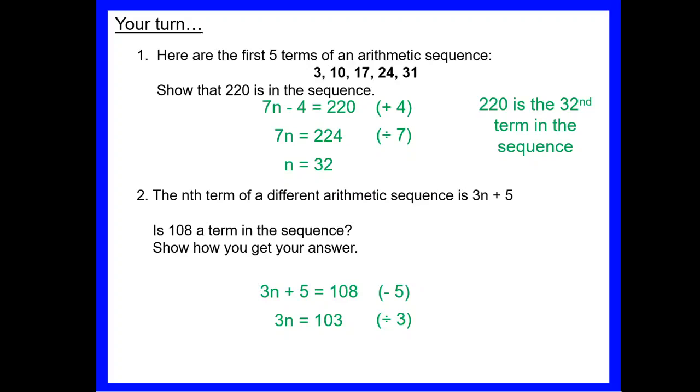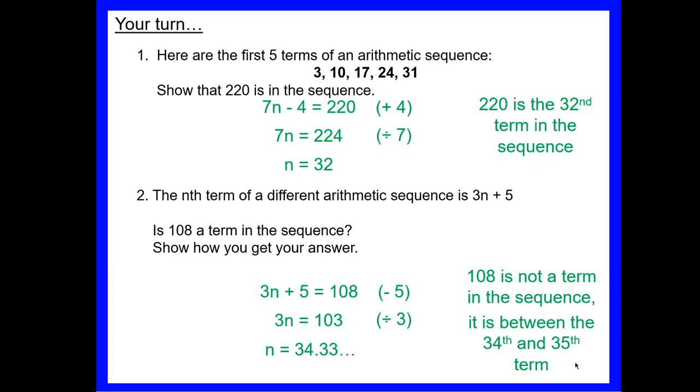Divide both sides by 3, and we get 34.3 recurring. So not a whole number. So our first bit here is 34, and then we've got some bigger than 34. So n must be between the 34th and 35th term. So 108 is not a term in the sequence, and we have stated which two terms it's between. Okay, so that's really good practice to say which two terms your number is in between.